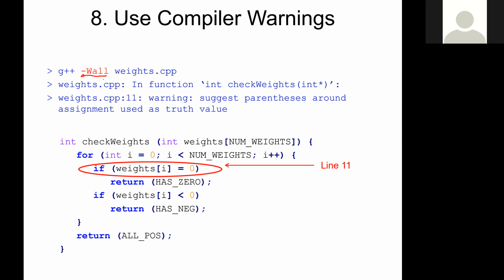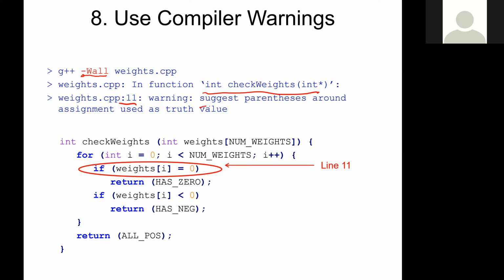Warnings are basically the compiler saying, well, I can interpret your code, I can compile it, I can turn it into a program, but there are things in it that look unusual, right? So I can still tell what you want me to do and make you a program, but you should think about whether this is the program you really want because you're using some unusual constructs. So in this program, the compiler will give you a warning saying, in function check weights, line 11, there's a warning, suggest parentheses around assignment used as truth value.